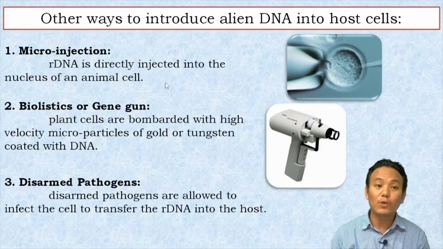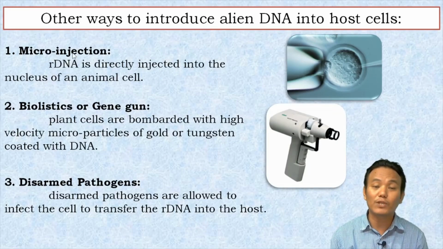Apart from using cloning vectors, there are other ways to introduce alien DNA into host cells. These are vectorless methods of introducing alien DNA into host cells. The first one is microinjection. In this particular method, recombinant DNA or the desired gene is directly injected into the nucleus of an animal cell, thereby transforming the animal cell.